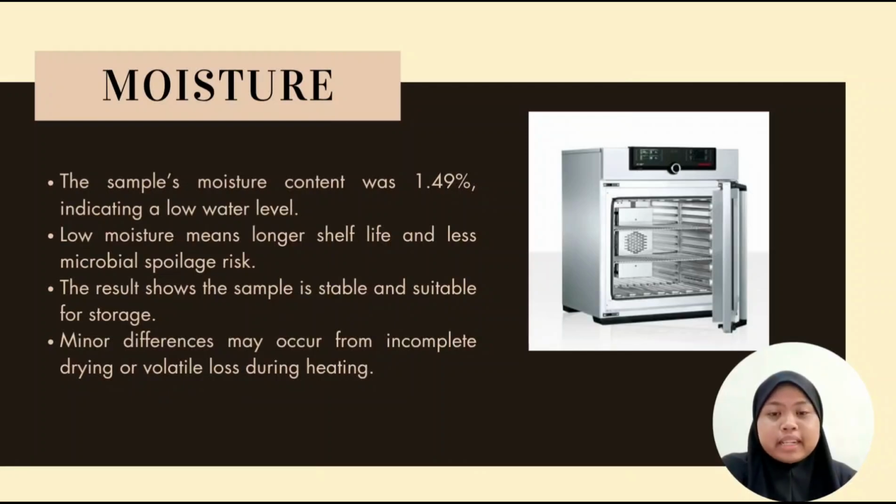Today, I will explain about the methodology for moisture and ash analysis of our proximate analysis. First, for moisture content, this test was done to find out how much water is present in the sample. We used the oven drying method where the biscuit sample was weighed, then heated in a hot air oven at 105 degrees Celsius until it reached a constant weight. The difference in the weight before and after drying shows the moisture content. Our result was 1.49%, which indicates that the biscuit has a low water content, meaning it's more stable and has a longer shelf life.